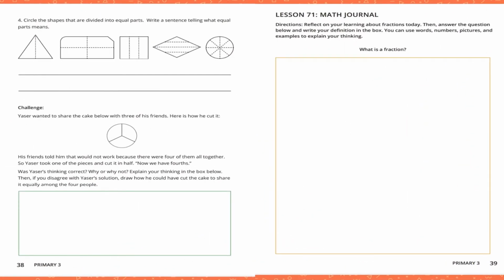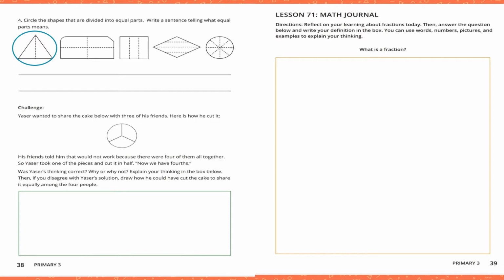Question number 4. Circle the shapes that are divided into equal parts. Write a sentence telling what equal parts mean. Now, the first shape, this triangle, is it divided into equal parts? Yes, so I will circle it. The second shape, is it divided into equal parts? No, focus here. This part is not like this, and this part is not like this. So it's not divided into equal parts.